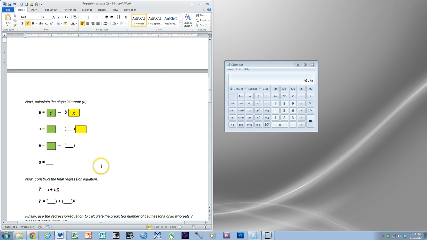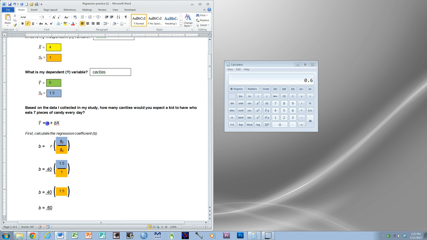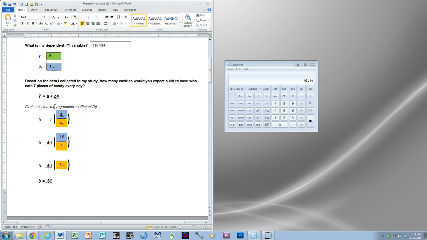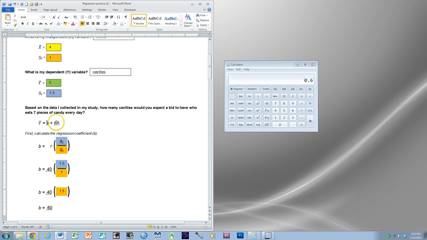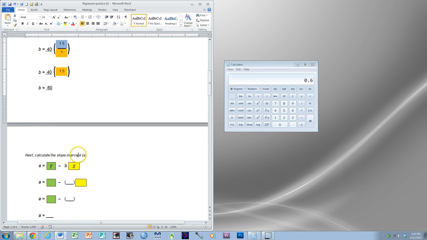Very good. Moving on down here, we're going to calculate the slope intercept, which is a. Remember, the slope intercept is the expected value of y when x is 0. It makes sense because if x is 0, anything times 0 is 0, so this whole term would cancel out, leaving just the slope intercept. So this would be the number of cavities you would expect if the child ate no candy, 0 pieces of candy a day. That's the significance of that intercept.